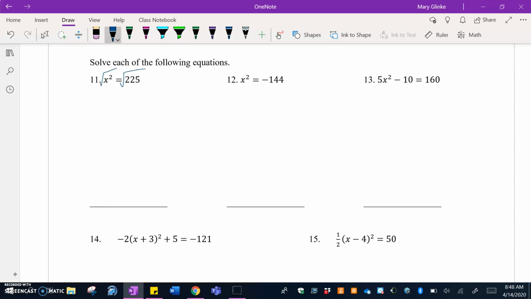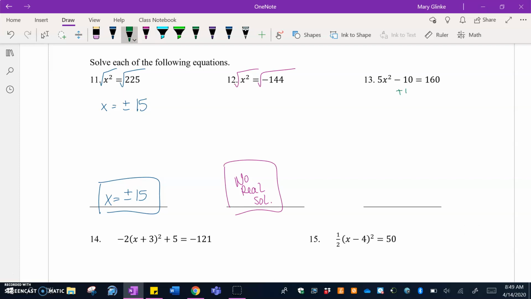We're going to go ahead and square root both sides for number 11, and we're going to write plus or minus. 225 is a perfect square, so our two solutions are positive and negative 15. Number 12, we're going to go ahead and square root both sides, and as you did that, hopefully you realize we can't take the square root of that negative, so there's no real solution for this.